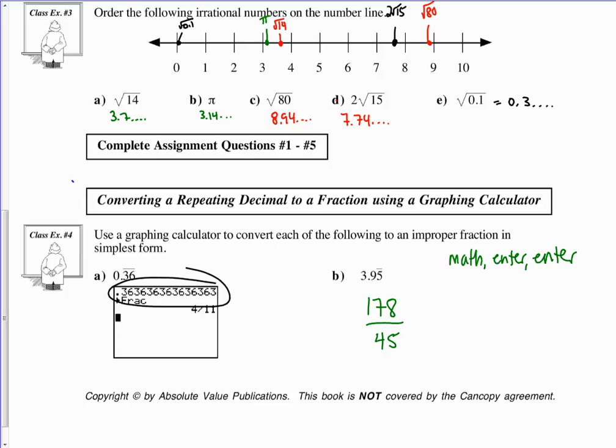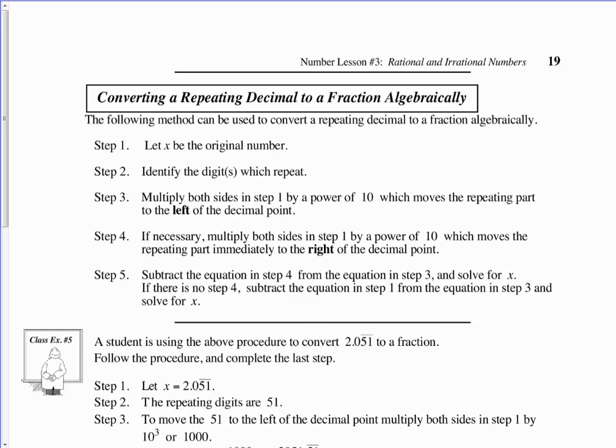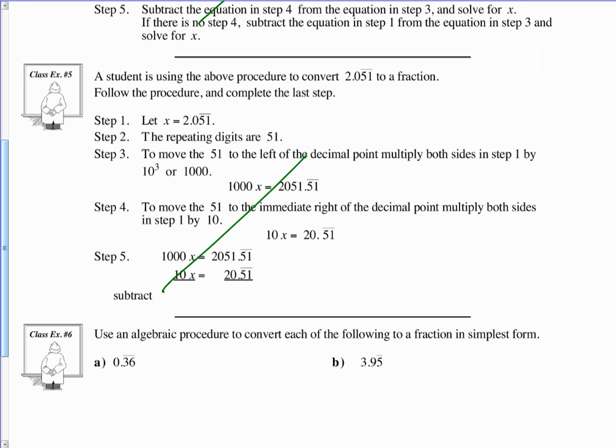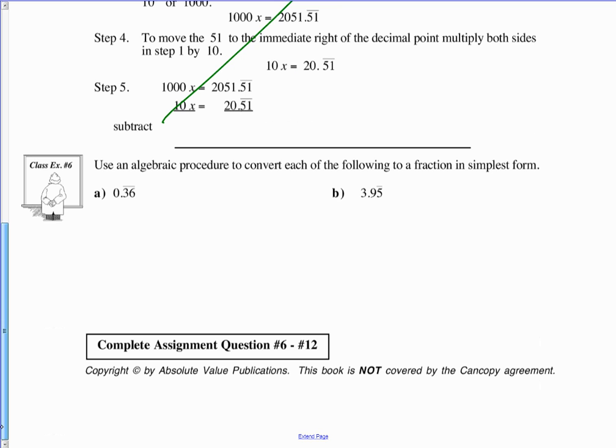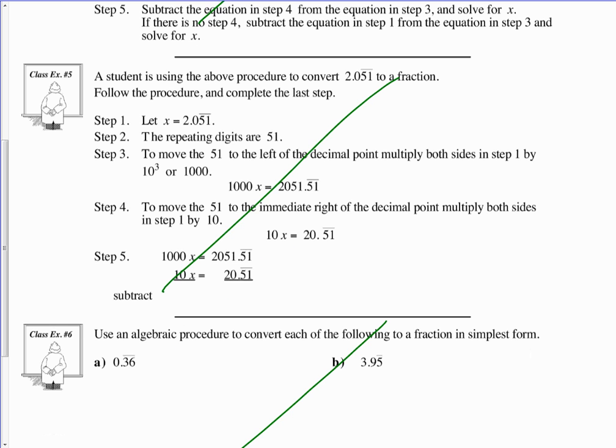That's going to be handy. So you can change decimals to fractions. It's automatically in lowest terms; your calculator will automatically reduce it, which is wonderful. Okay, we're skipping this. We're not doing it algebraically. As long as you can do it with your calculator, I'm a happy camper.